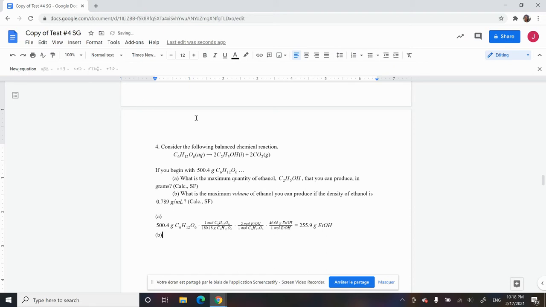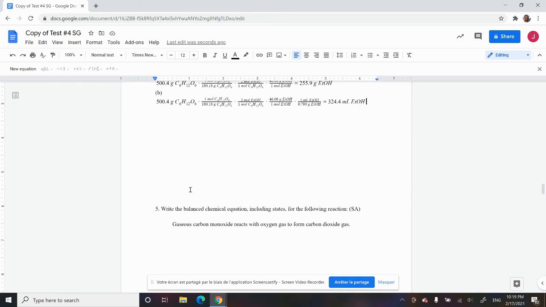Right, now for B, it's now asking for the maximum volume of ethanol from this reaction. So I just take that same reaction, and then at the end, I'm going to use the density. And then just think to myself, does this answer make sense? And since the density is less than 1, the fact that the volume is a little bit more than the mass, that all checks out.